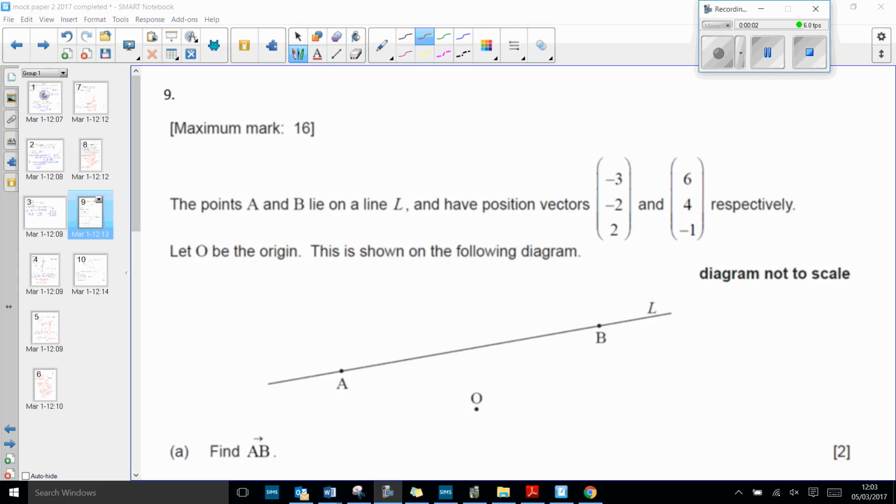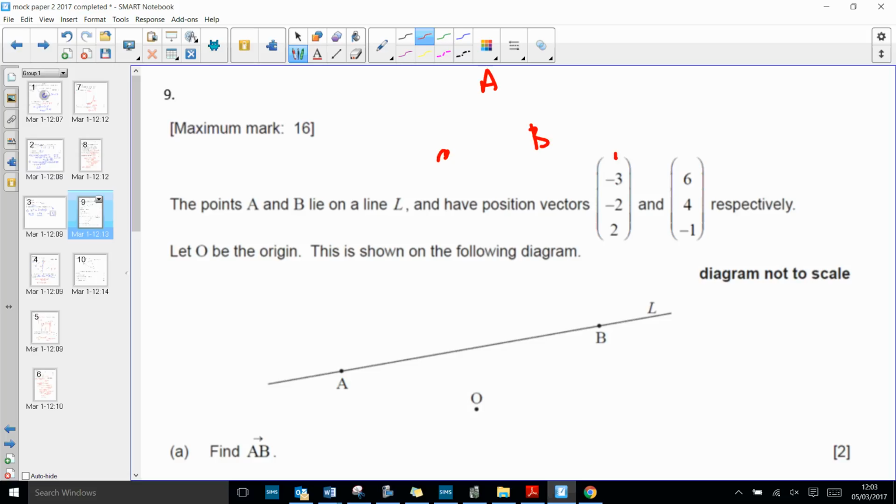Okay, so number 9, so we've got vectors. The position vectors of A and B are these. Remember, position vectors are always based from the origin. So say A was here, B was here. This is the vector from O to A, and this is the vector from O to B.